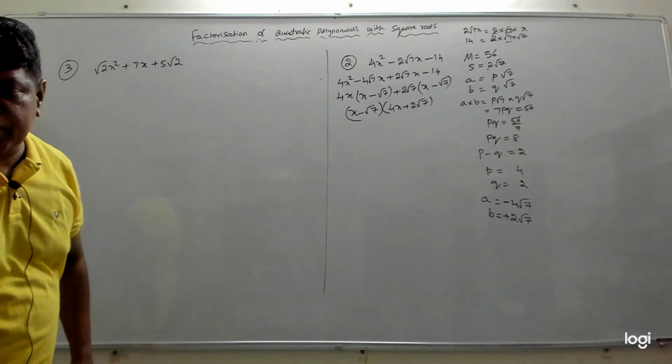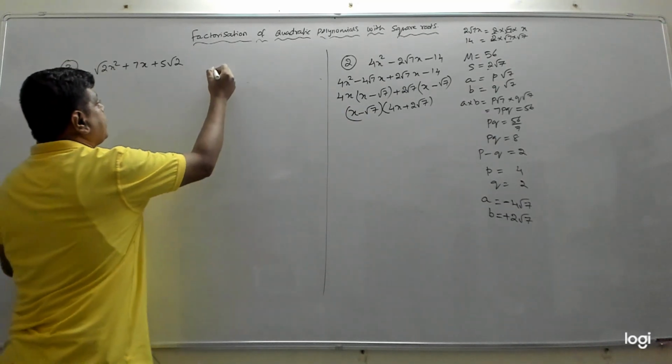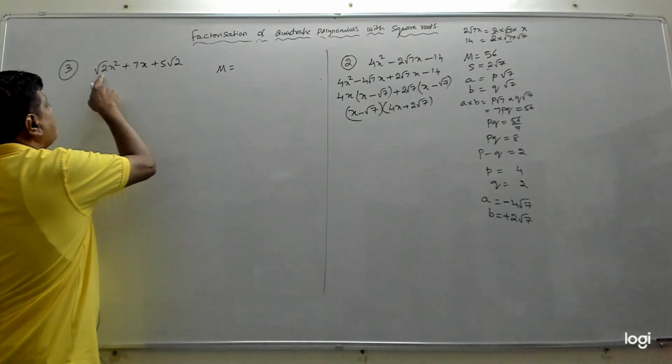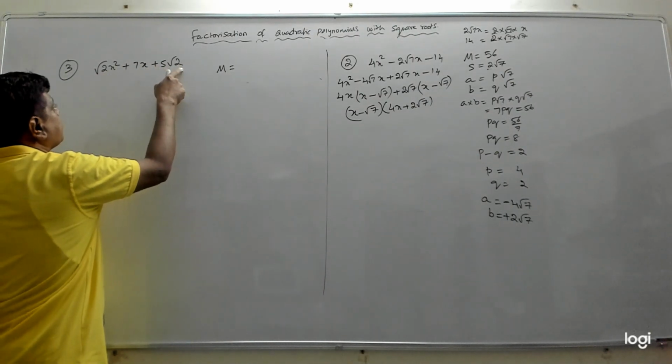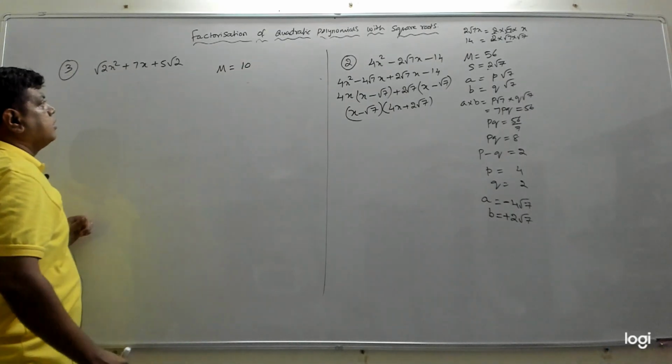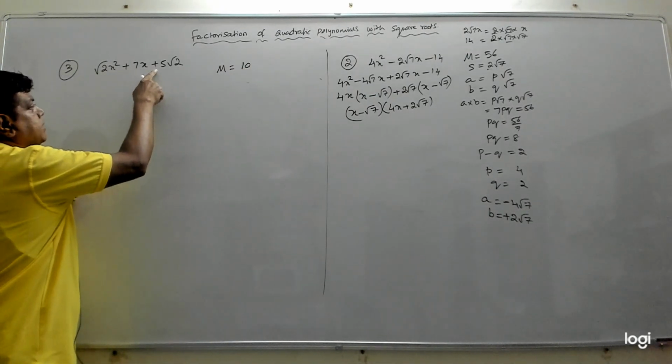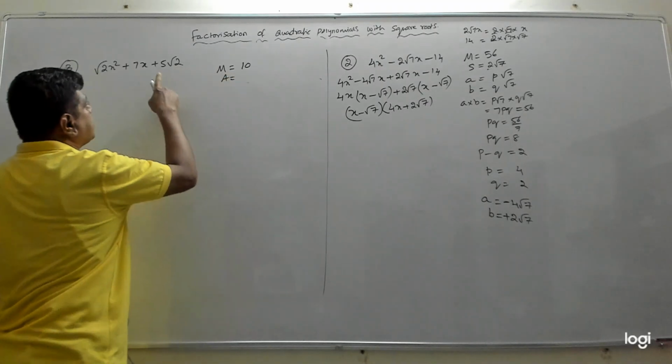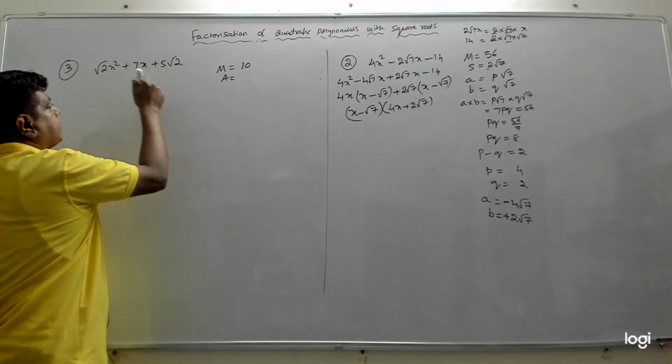Now again the same method we will follow. When you multiply the two numbers, I should get what? Root 2 into 5 root 2. What is root 2 into 5 root 2? Root 2 into root 2 is 2. 2 times 5 is 10. And the same two numbers, what is the sign here? Plus. If I add, addition case, because it is plus, I should get this number 7.